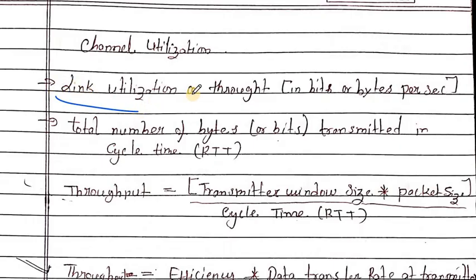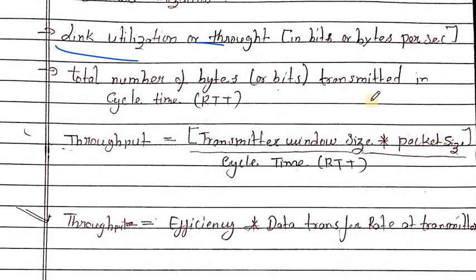Now the link utilization or throughput. The total number of bytes transmitted in the cycle time is called throughput. What is throughput? If we have a bandwidth of 10 Mbps, but we are using only 5 Mbps, then the throughput is 5 Mbps. The actual bandwidth we are using is called throughput.